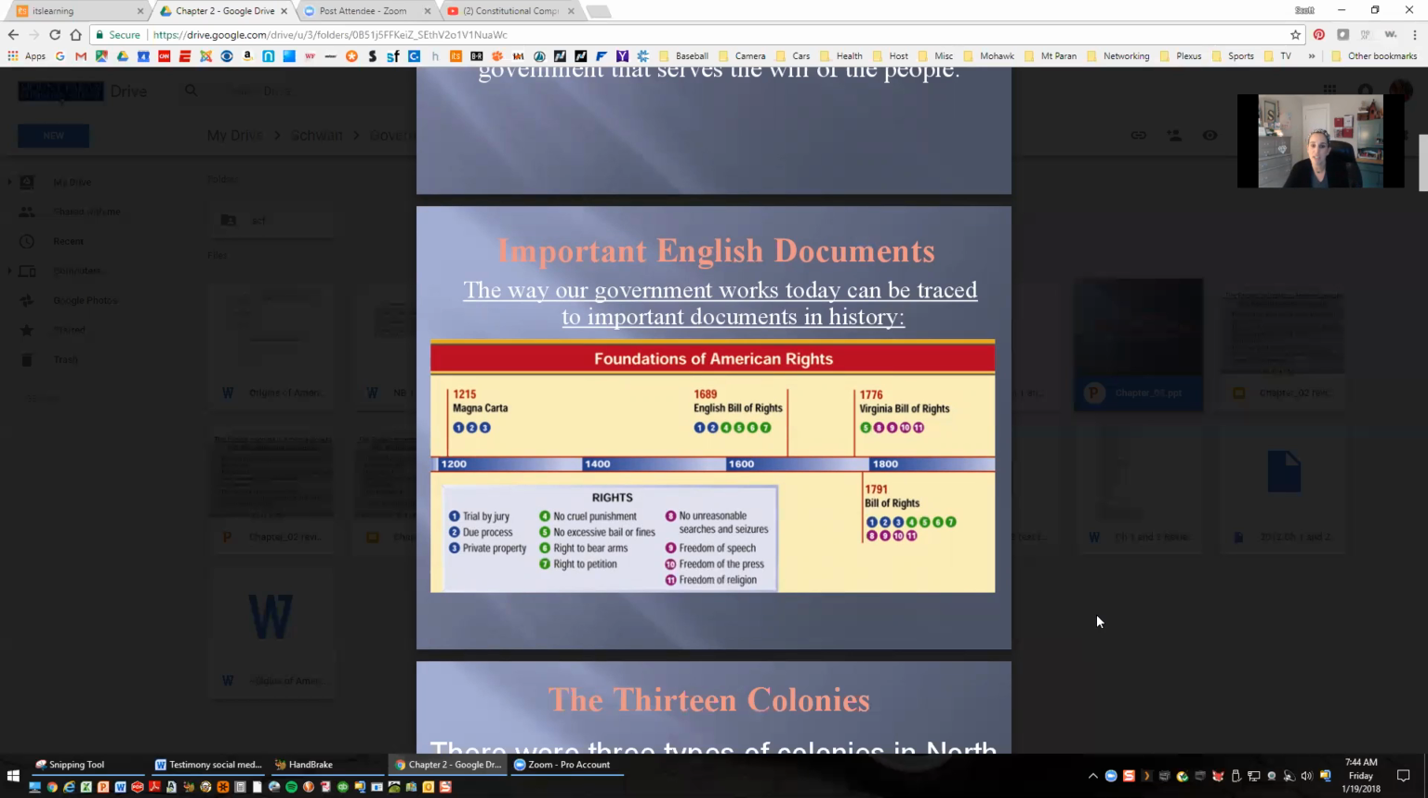And then the Virginia Bill of Rights is also going to add a couple more ideas, plant a few more seeds for the Americans. That's no unreasonable searches and seizures. And yes, at school, on government property, you give up those rights, so that argument's not going to work. Freedom of speech, freedom of the press, and freedom of religion. And again, you have those rights as long as they don't infringe upon the rights of other people.